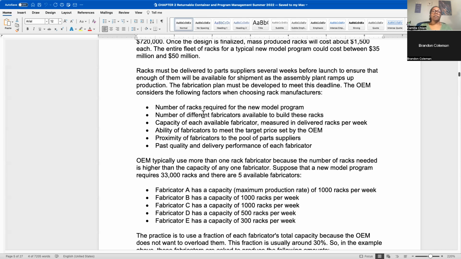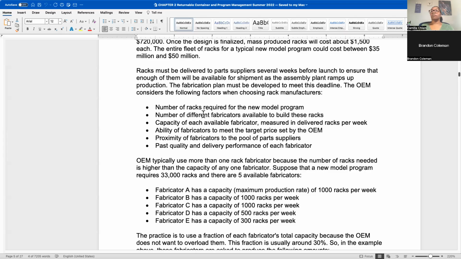So when they want rack suppliers that are close by, because that freight cost adds up. And especially now, the cost of freight is pretty high, and that can have a significant impact on the price of what is being shipped to them.